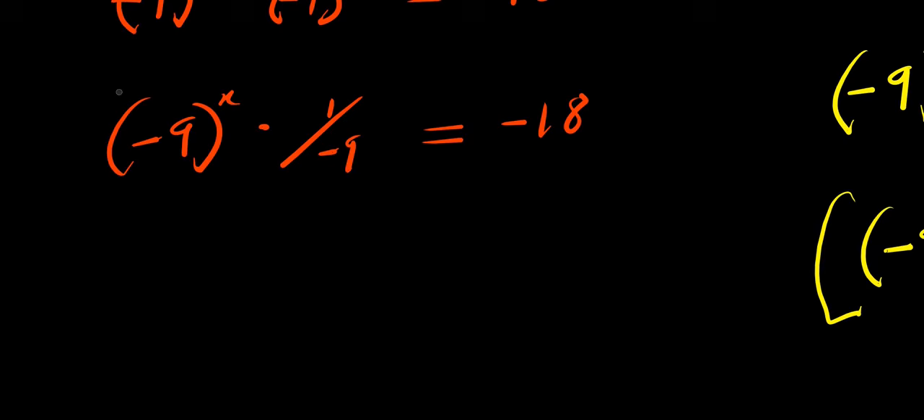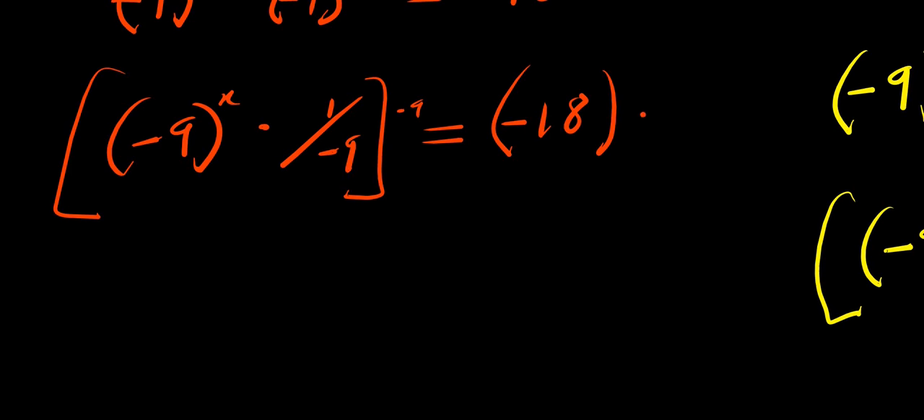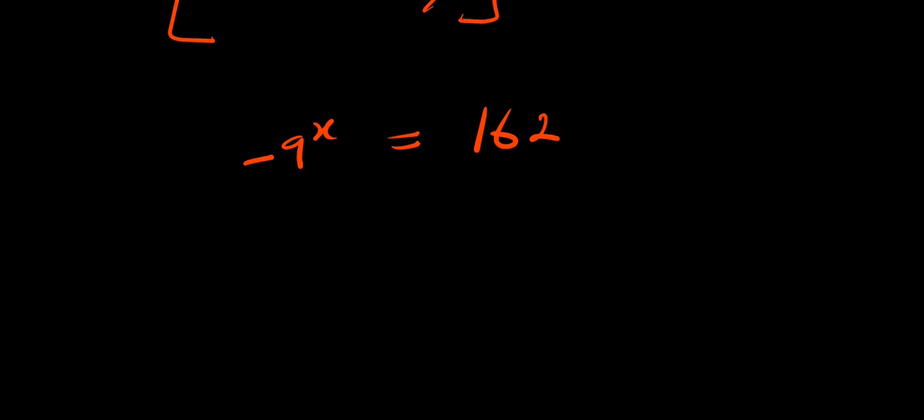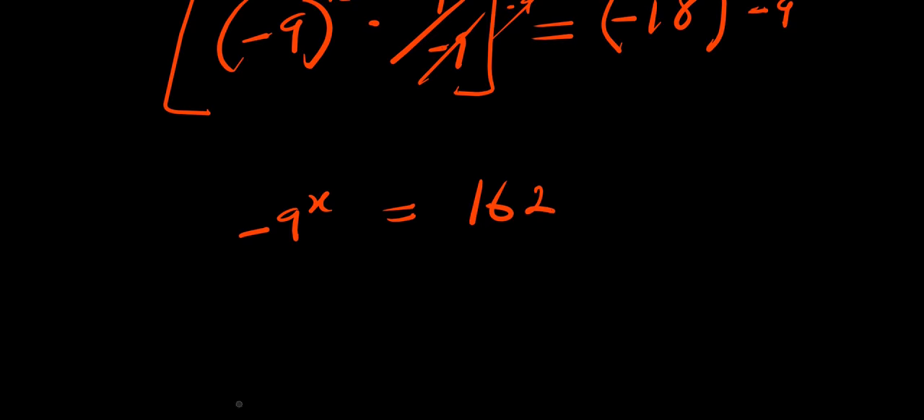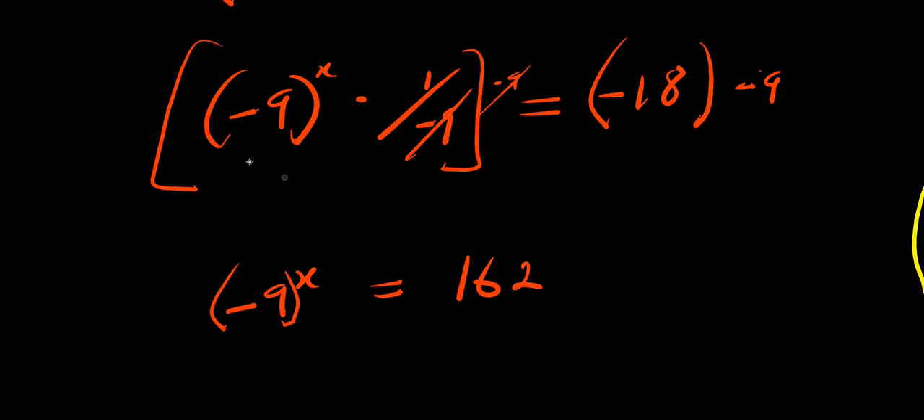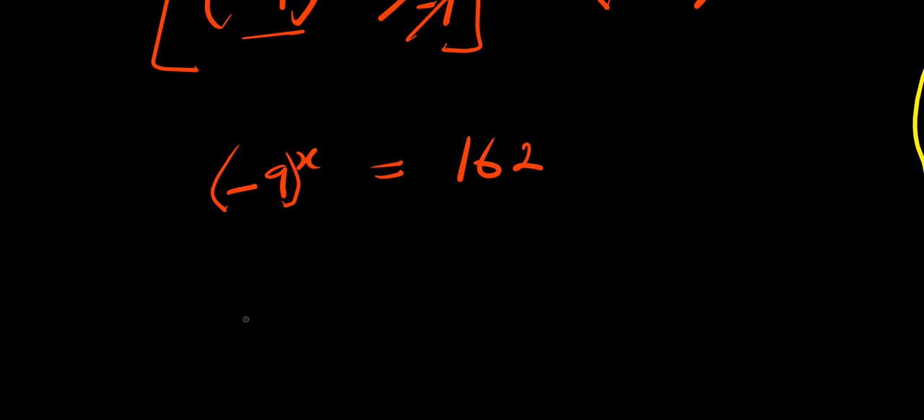So we multiply each part of this equation by negative 9, so that we cancel this. So we have negative 9 to the power x equals 162, right? Good. Now, don't forget that this is actually in brackets, just like what we have here. Have you seen that? So what we are going to do will be to apply natural log.